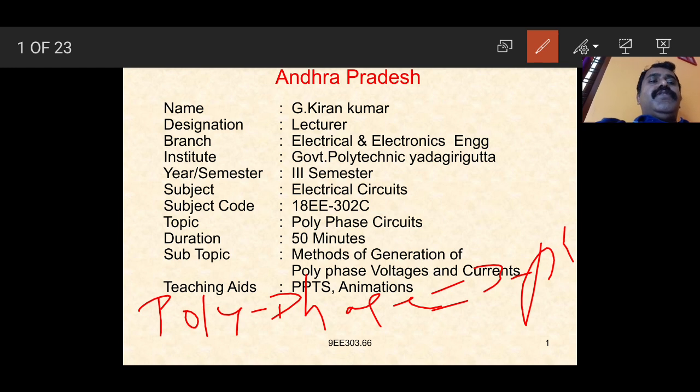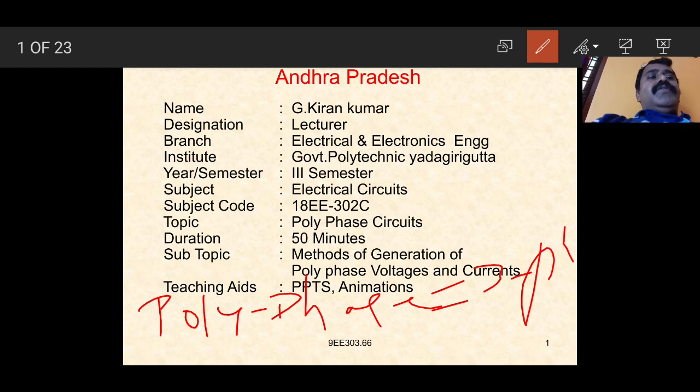So we see the methods of generation of polyphase voltages and currents. Methods of generation means generation of two-phase EMFs and generation of three-phase EMFs here. In the case of two-phase EMFs, the displacement between the two windings is 90 degrees. In the case of three-phase, the displacement between all three windings is 120 degrees here.